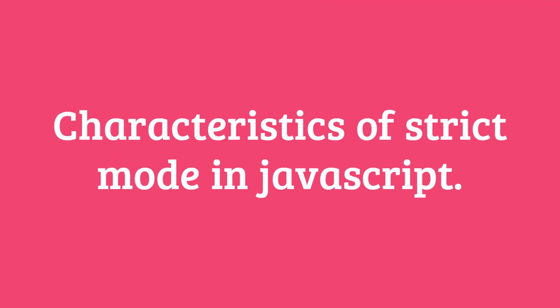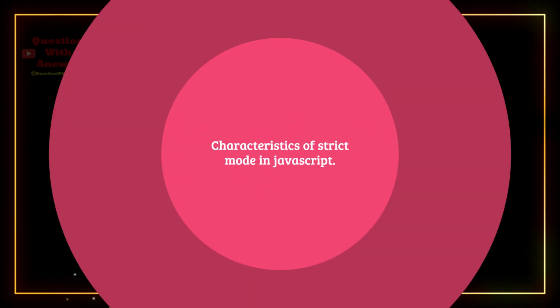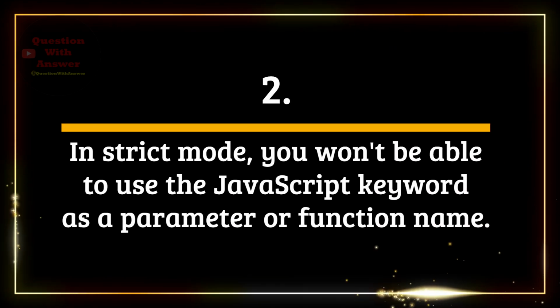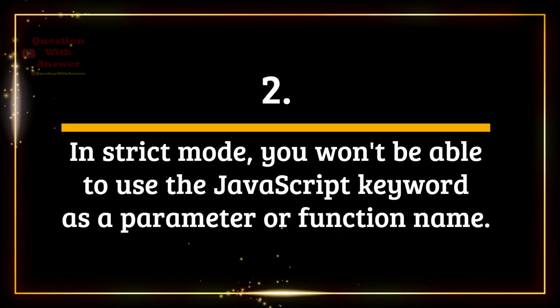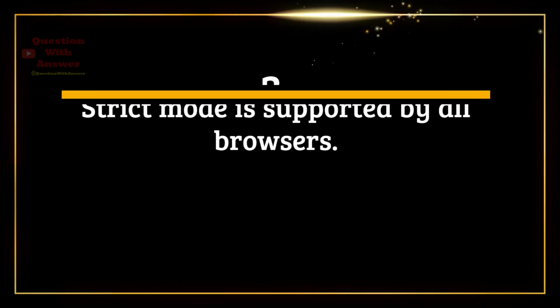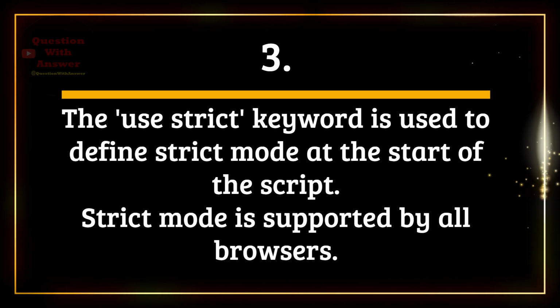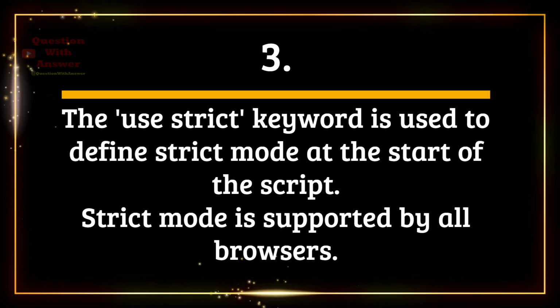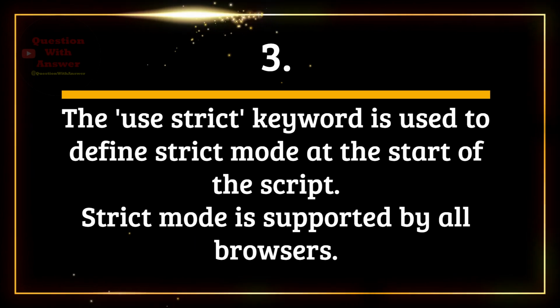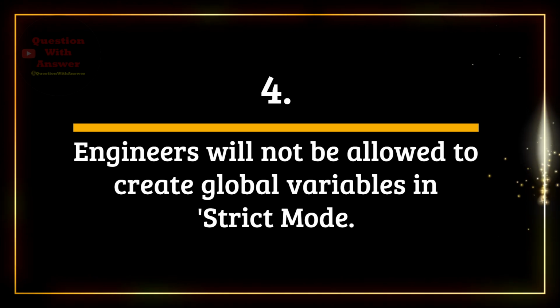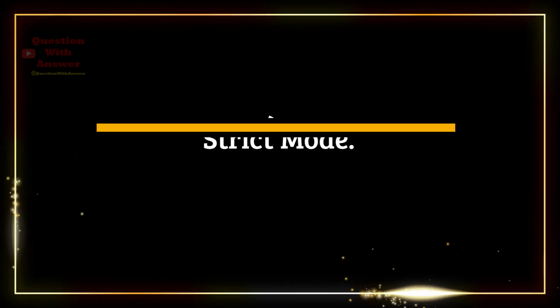Characteristics of strict mode in JavaScript. 1. Duplicate arguments are not allowed by developers. 2. In strict mode, you won't be able to use a JavaScript keyword as a parameter or function name. 3. The "use strict" directive is used to define strict mode at the start of the script. Strict mode is supported by all browsers. 4. Engineers will not be allowed to create global variables in strict mode.